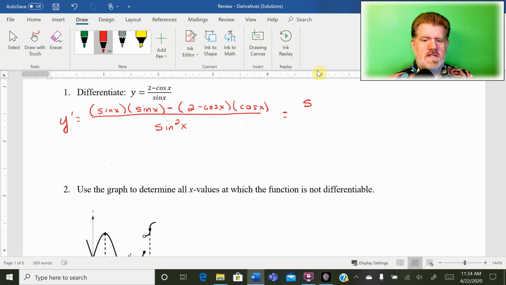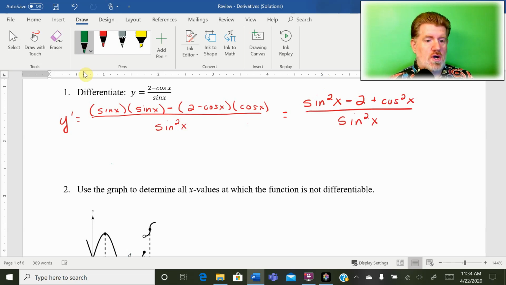Sine times sine is sine squared. Minus 2 minus, a negative cosine times a positive cosine is a negative cosine squared. So that negative makes it positive cosine squared, all over sine squared. Now there's a quick little easy thing you can do to make this look nicer.